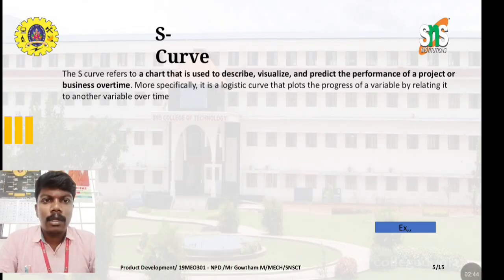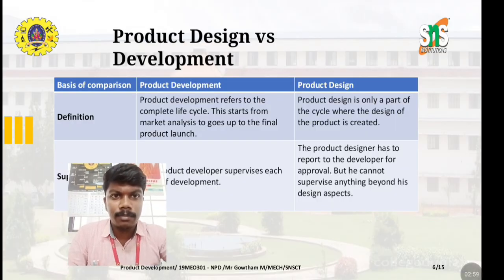Here is the curve, which is called the S curve. The S curve is a chart that is used to describe, visualize and predict the performance of a project or business over time. Here I have given some example in a graphical method.